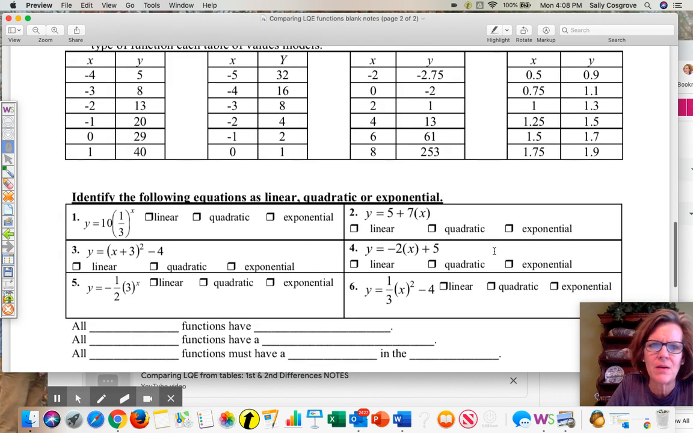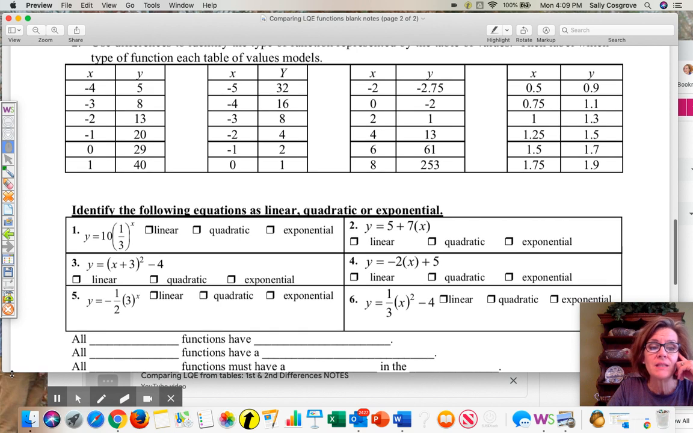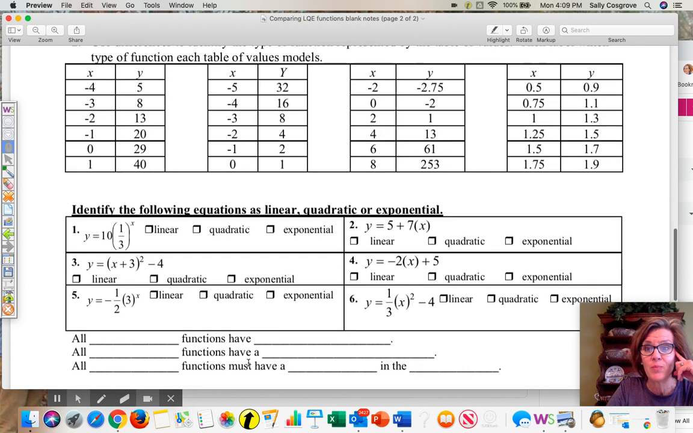There we go. Use differences to identify the type of function represented by the table of values, then label which type of function each table of values models. And if it's linear or exponential, we're going to try to come up with the equation. All right? That's what we're going to do. And then if you'll notice on the next page, page 69, you have 16 problems like this.